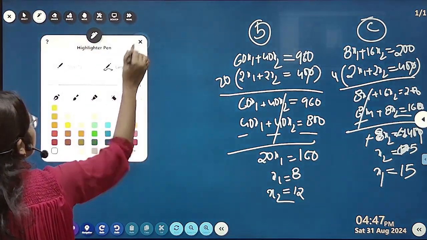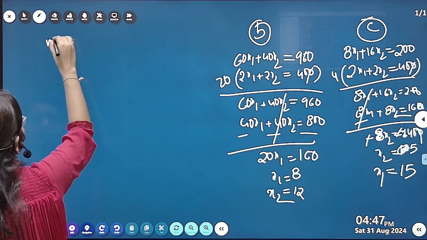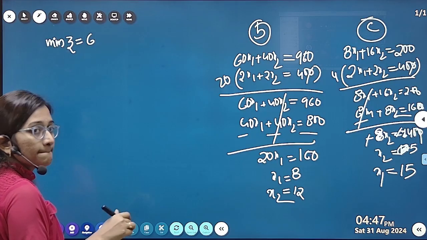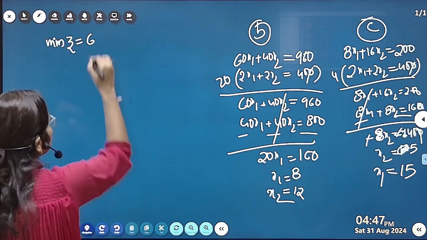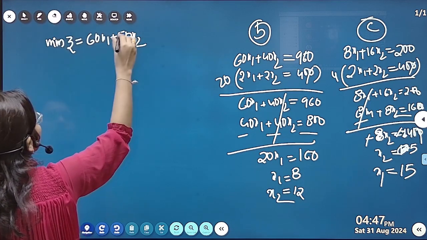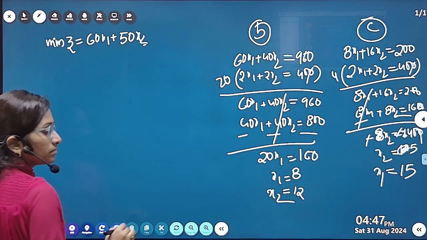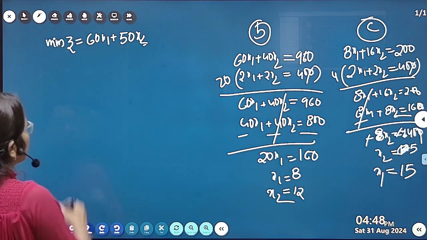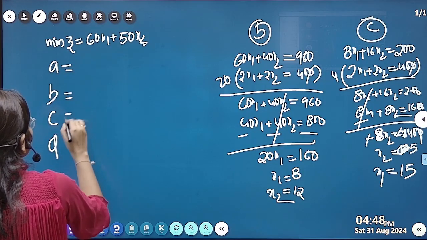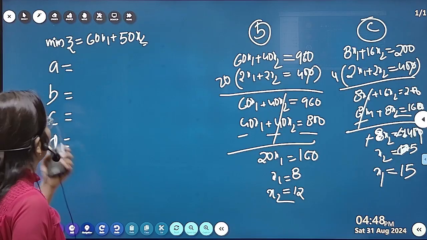So, minimization function, right? So what's the objective function? Minimization of z is equal to 60x1 plus 50x2, right? So tell me the values of A, B, C and D points, where the values of x1 and x2 are at A, B, C, D.